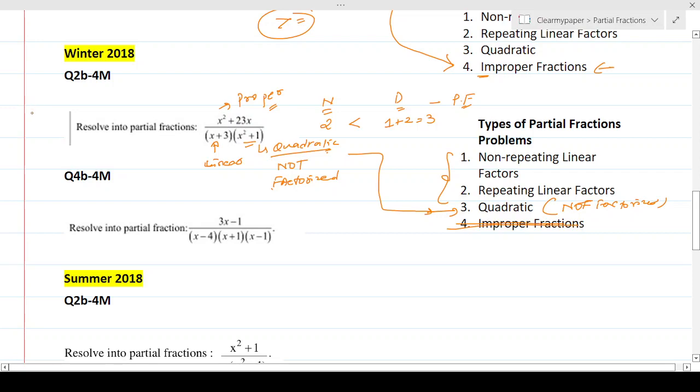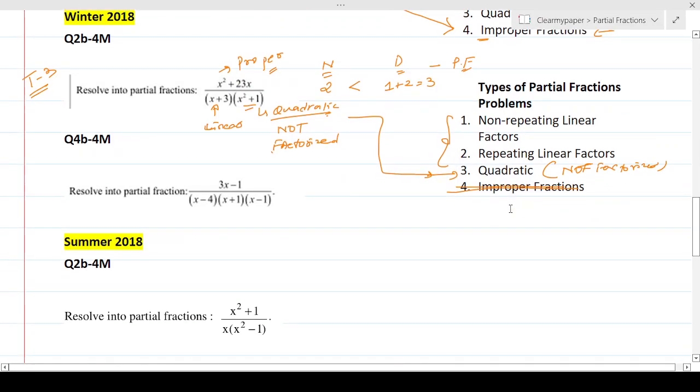Okay, so this is kind of a type 3 problem, quadratic. Now let's take this one. This one is pretty simple. We don't have to apply anything new on the degree of the numerator and denominator. The degree of the numerator is 1, x to the power 1. And in the denominator, there are 3 x's, all with power of 1. If I multiply all of them together, all the powers get added, so the degree of the denominator becomes 3. 1 is less than 3. Again, this is a proper fraction.